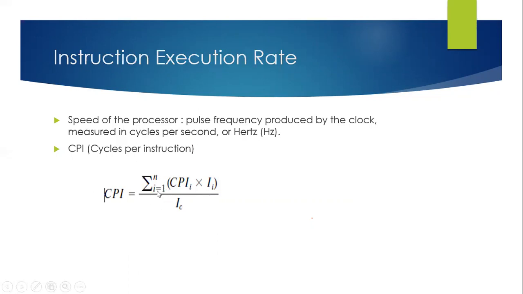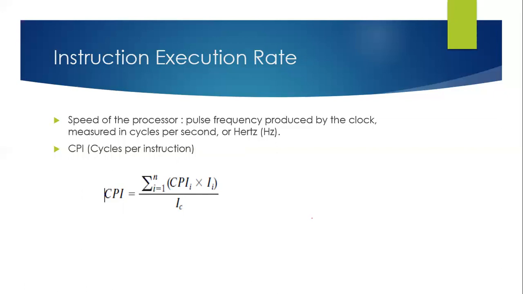Summation of i equal to 1 to n, CPI_i times I_i, divided by IC. You must be wondering what is this I_i and what is CPI_i. When we are talking about instructions, there are different types of instructions, and it takes different amounts of time for those instructions to be executed, right?